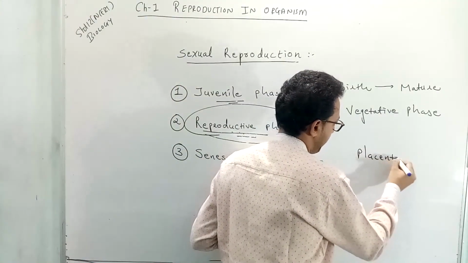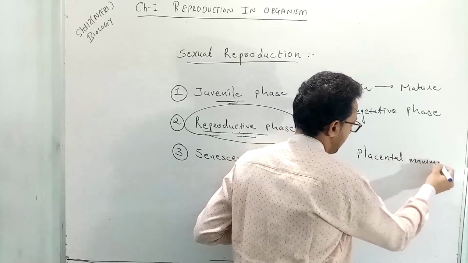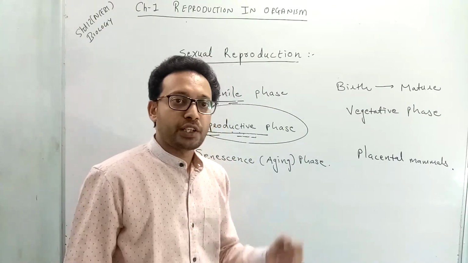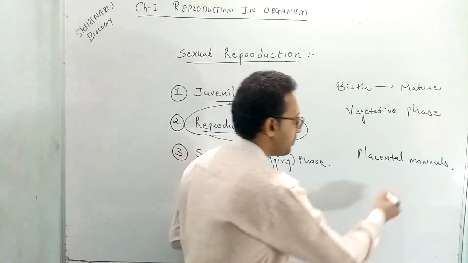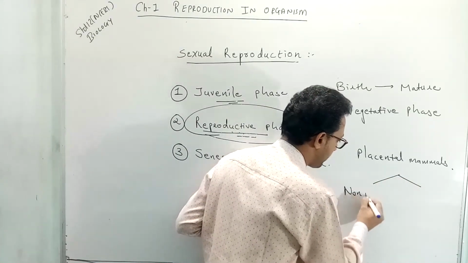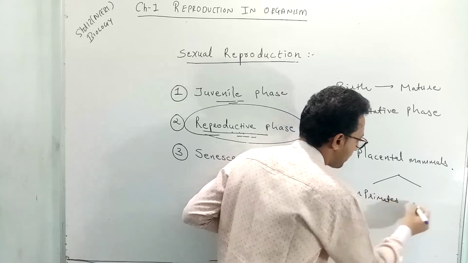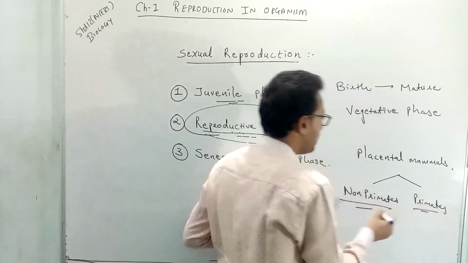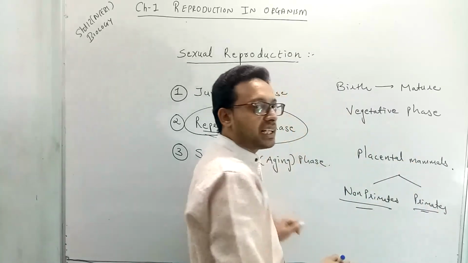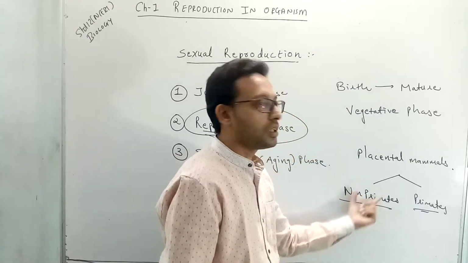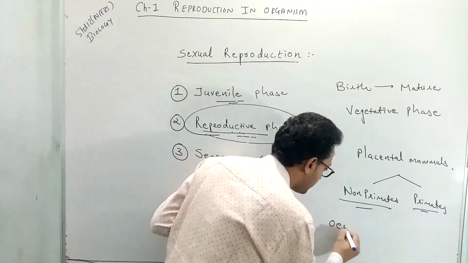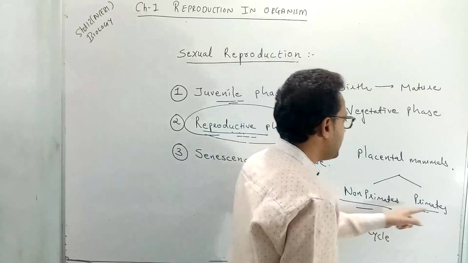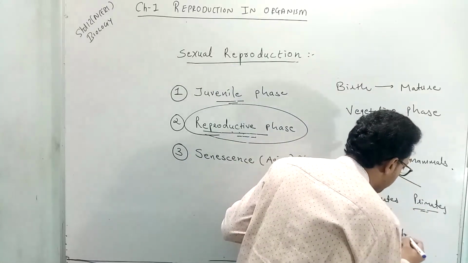If you take another example, during the reproductive phase of placental mammals, if you check the reproductive phase in females, they may be grouped into two: non-primates and primates. There are cyclical changes that occur in placental mammal females. The cyclical changes that occur in non-primate females of placental mammals are called the estrus cycle. And the cyclical changes that occur in the primates of placental mammals are called the menstrual cycle.